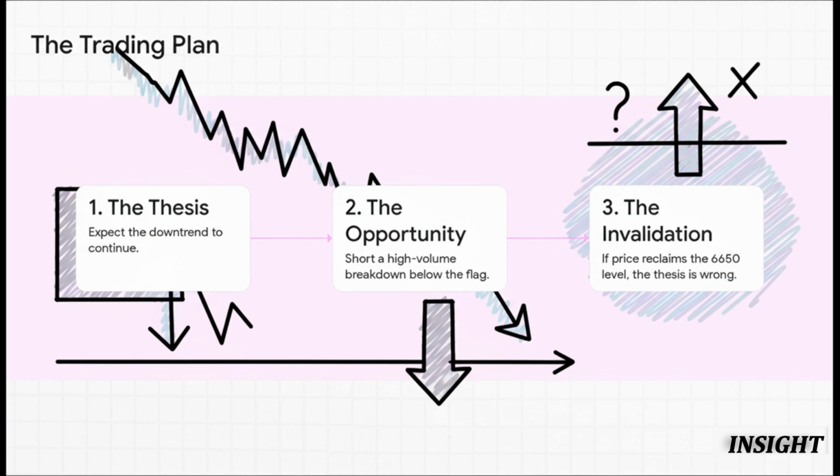Part 1, the core belief. The downtrend continues. Part 2, the specific opportunity. You enter a short position if the price breaks below that flag pattern. And Part 3, just as important, is the escape plan. If the story turns out to be wrong and the price gets back above 66.50, then the whole idea is invalid and it's time to get out.